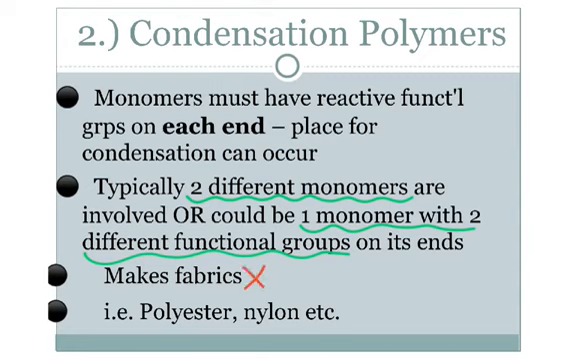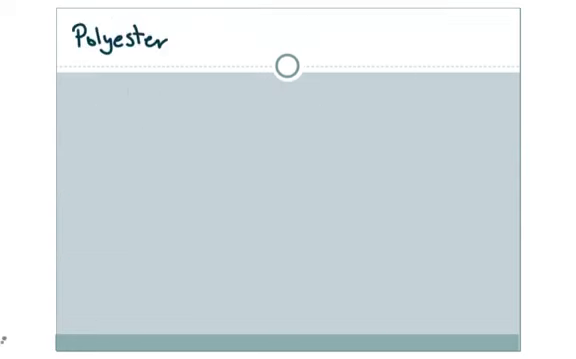And these things tend to make fabrics. So thinking about polyester, nylon, there's all kinds of them. If you look at the labels on your clothes, you will find condensation polymers. So let's have a look at polyester. If we think of the word ester, an ester is a C double bond O and an O. So that's our functional group there.